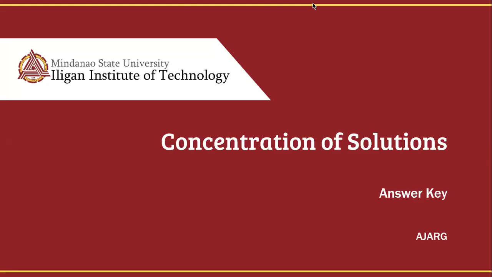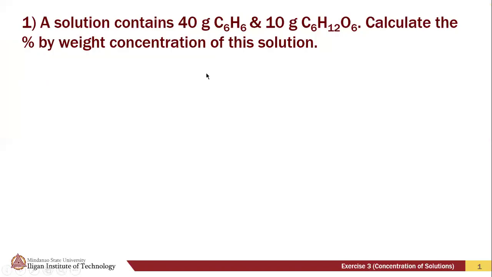This is the answer key for the exercise on concentration of solutions. For the first problem, a solution contains 40 grams of hexane and 10 grams of glucose. Calculate the percent by weight concentration of this solution. Now, hexane is a typical solvent in the lab, and we also have glucose, which is a type of monosaccharide.